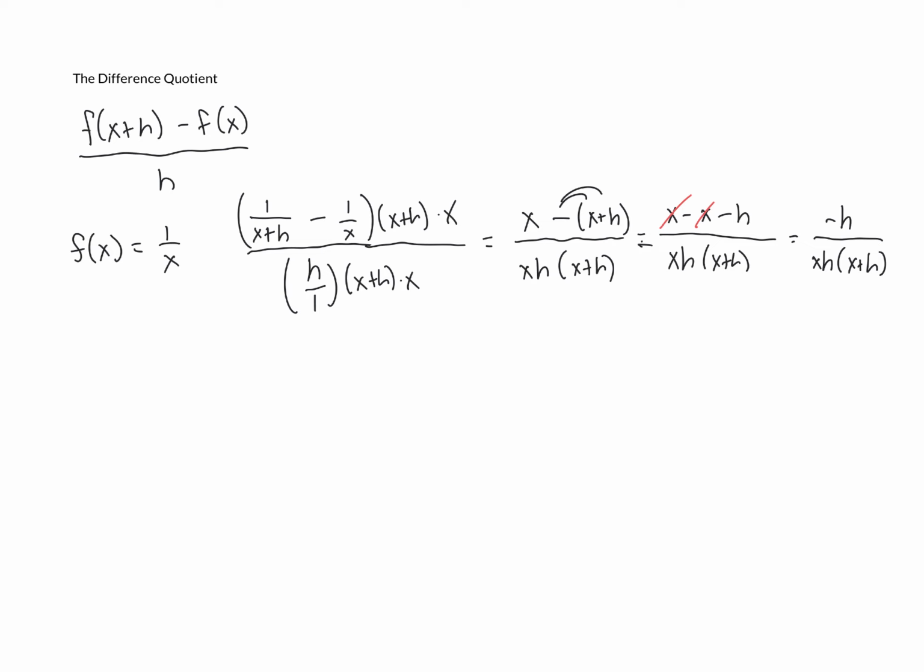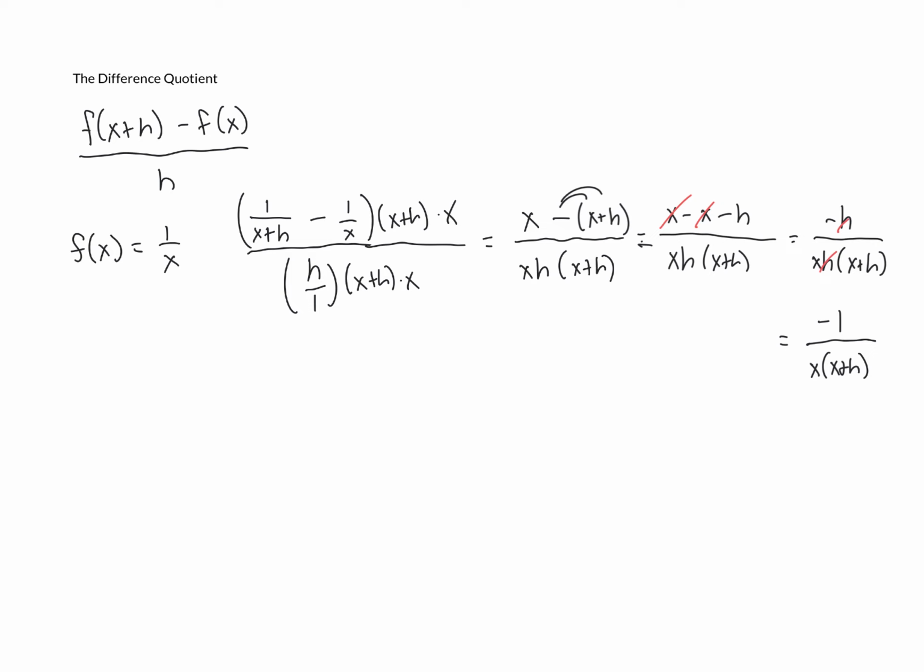And we've got a factor of h in the top and bottom that can be canceled out. And so when we cancel those out, we end up with, and unfortunately I've run out of room, but negative 1 over x times x plus h. So the difference quotient for the function f of x equals 1 over x is going to be negative 1 over x times the quantity x plus h.